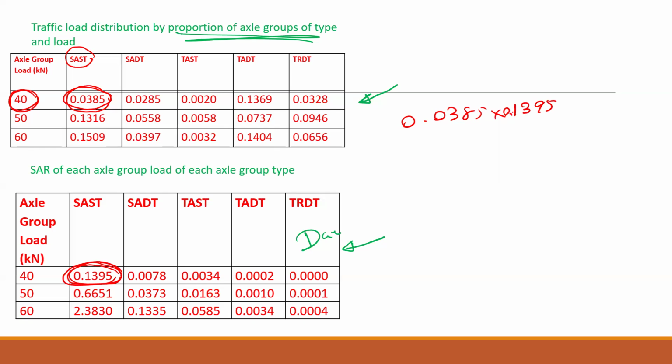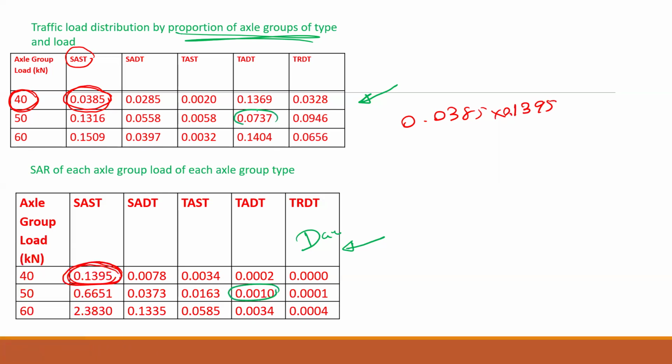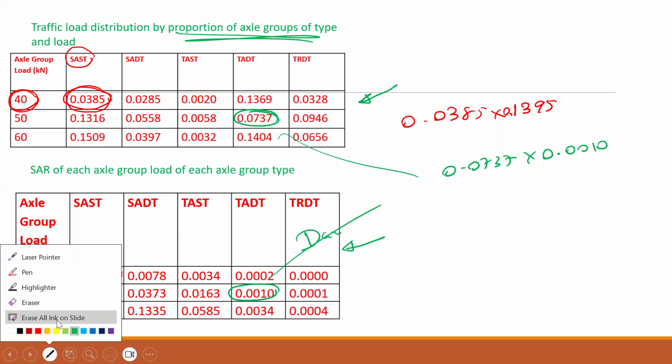Similarly, if I ask you to find the damage created by this one, you multiply these two, the corresponding cells. Am I right? So for this one, it will be 0.0737 times 0.0010. Likewise, now you can multiply the right cells together and create another table. Is it clear or not?